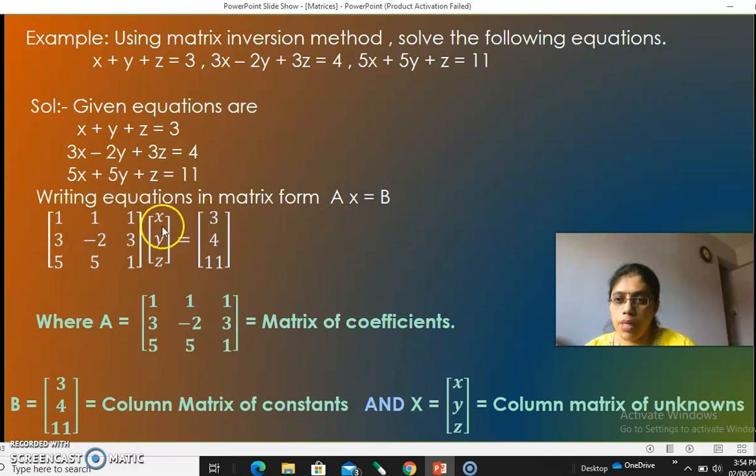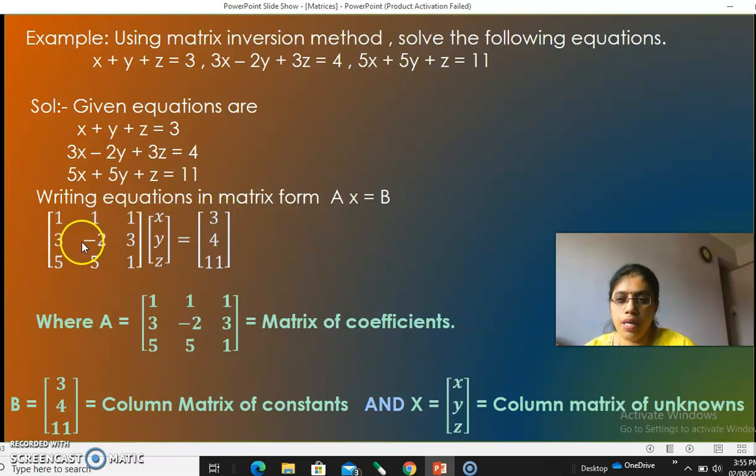How? See, when you multiply these two matrices on the LHS, you will again get the equations. See, 1 into x is x, plus y, plus z, right? When we multiply, we go on adding, right? So x plus y plus z equal to 3.